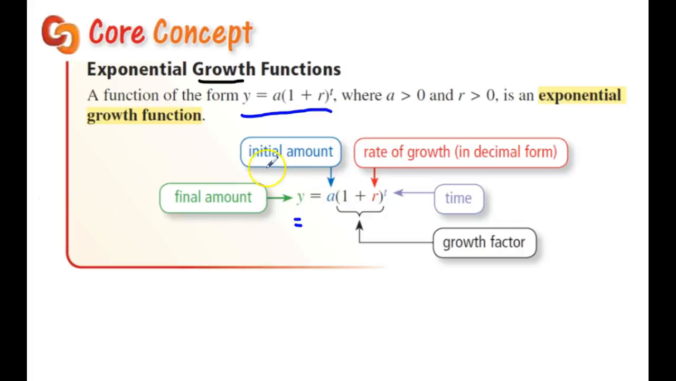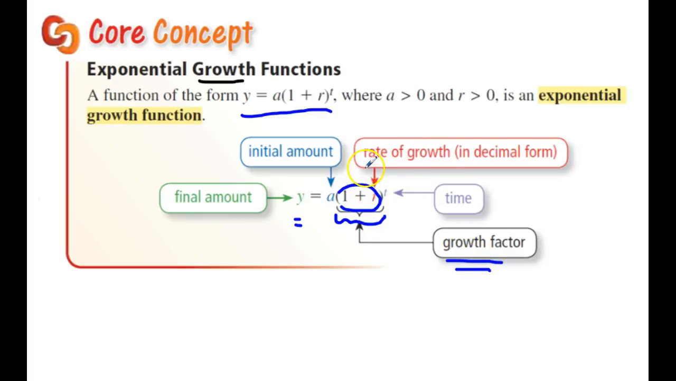A is where I start. That's my initial amount, is where I start. This entire thing that's inside my parentheses is considered my growth factor. And I'll know it's a growth factor rather than a decay factor, which we're going to talk about in just a minute, because this is going to always be greater than 1, right? Because I'm adding 1 plus something else. So I know that this is going to be greater than 1, so it's a growth factor.